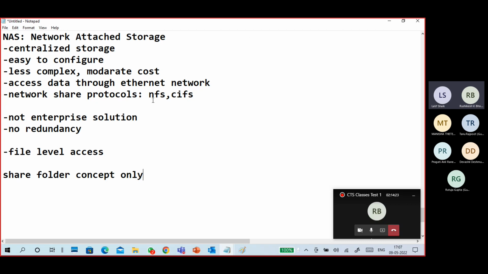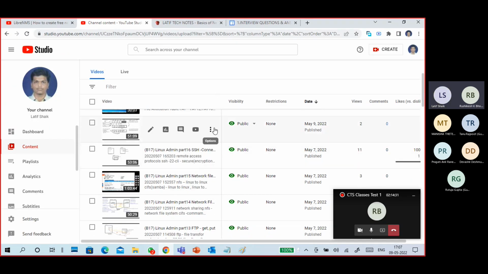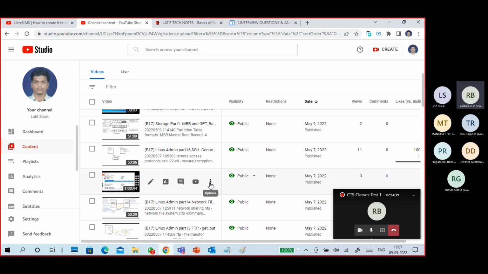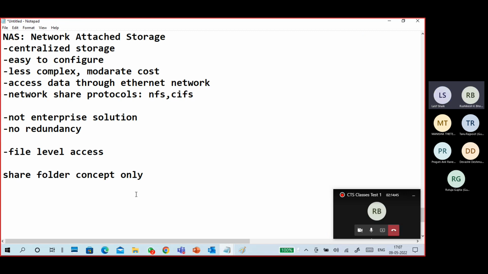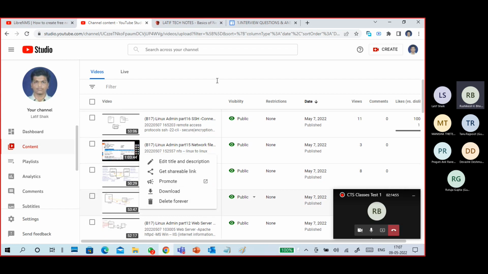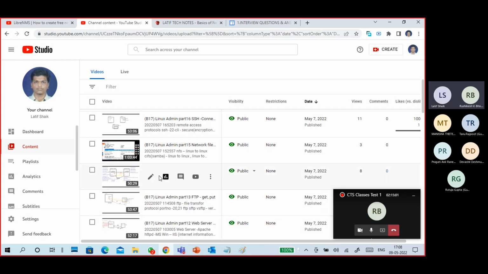So whatever it is, NAS, network attached storage. Already we have done practicals with NFS and CIFS. Look at where it is: Linux admin, last class only we have done it. Yeah, this is CIFS. We created a CIFS. This CIFS practical is for your purpose, if you forgot or want to go over it once. And this is NFS. Very good.